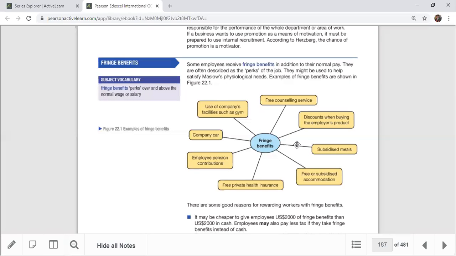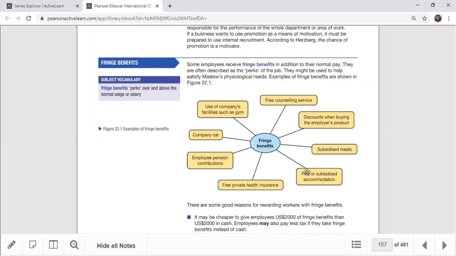Let's say a lunch packet is 100 rupees, then 20% or 25% is charged to the worker and 75% is given by the company. So that's how subsidized meals work. Sometimes they also give free food, free of charge. It's a lot of cost saving. But some organizations are giving subsidized meals, not free of charge, but at very low prices.